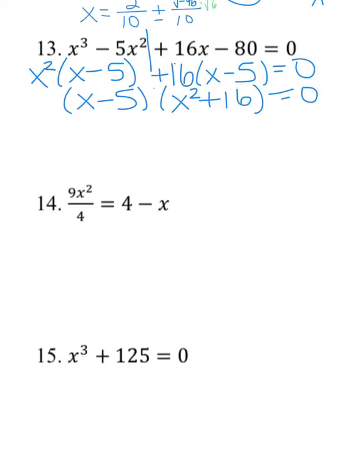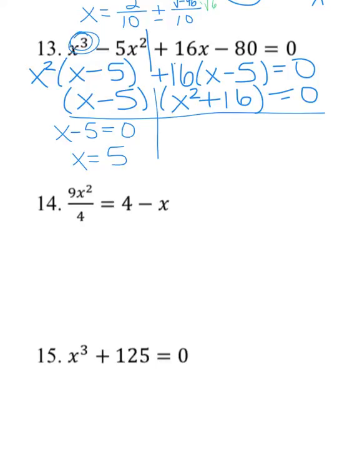So I'm going to set each of my factors equal to 0 and solve. So x minus 5 equals 0. That's my easy one. That gives me x equals 5. That's my first answer. I need 3 answers. On the right side, x squared plus 16 equals 0. So x squared is equal to negative 16. When I take the square root, I get plus and minus, and then the square root of 16 is 4. The square root of negative 16 is 4i. So my 3 answers are 5, 4i, and negative 4i.